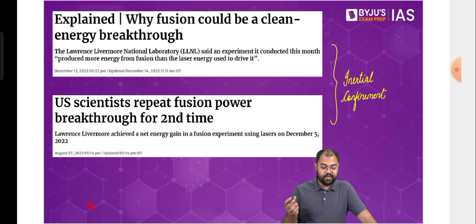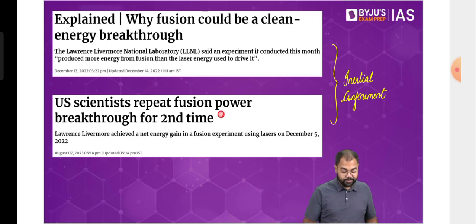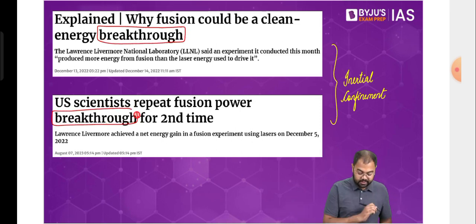So first, look at the first article: Why fusion could be a clean energy breakthrough, and the second one is: Scientists repeat fusion power breakthrough for the second time. So both these articles are talking about some kind of breakthrough, right? In both these articles, as you see, some kind of breakthrough is what we are talking about.